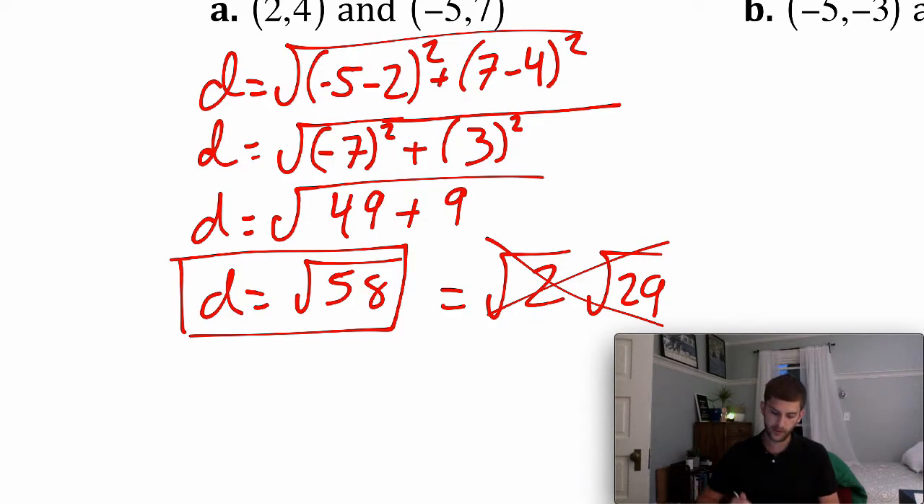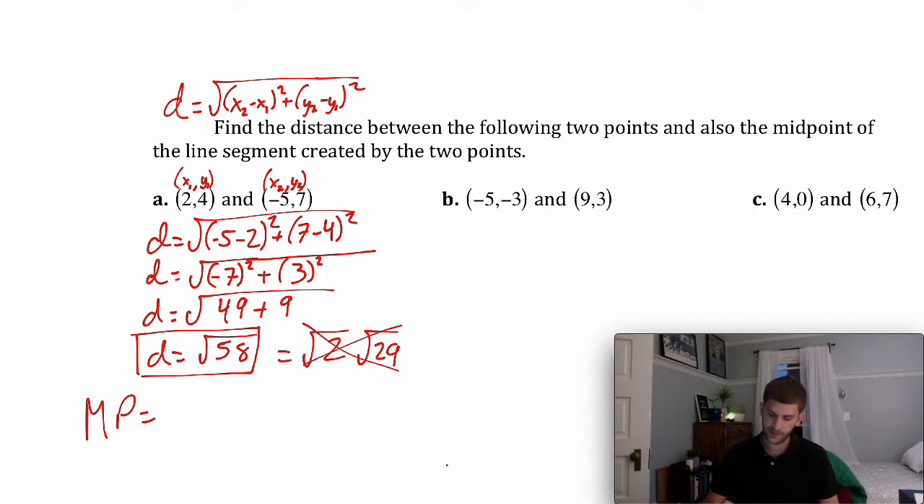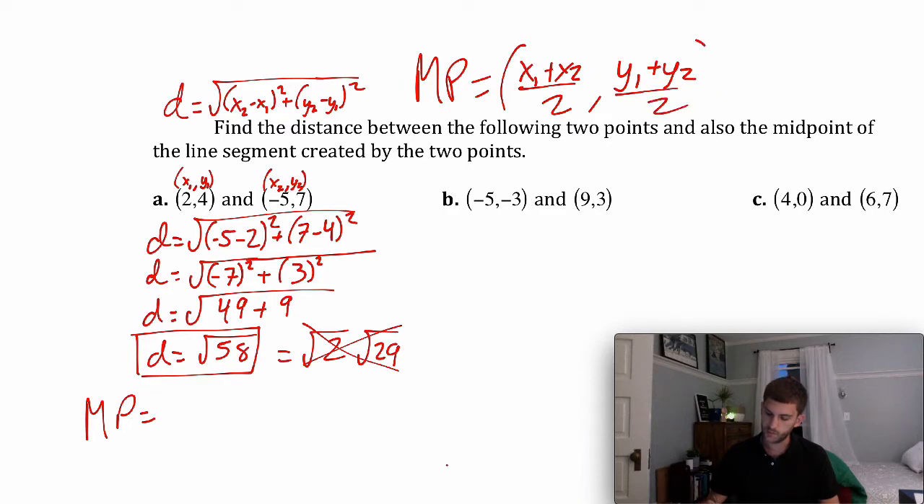For our midpoint, we're going to use that same formula. Let me write that formula back up at the top here in case you don't have it memorized from the previous page. We got MP equals x1 plus x2 divided by 2, comma, y1 plus y2 divided by 2.